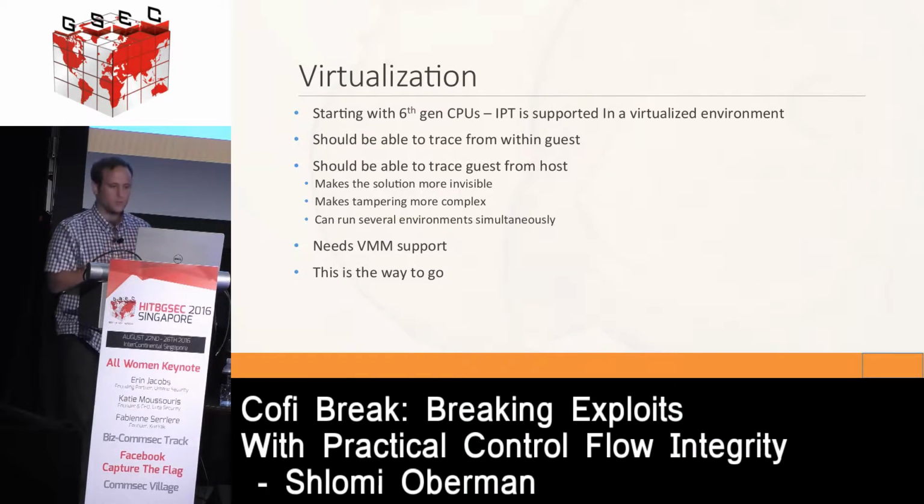Virtualization. Okay, that's good. So when I worked on this project, 5th gen CPUs did not support virtualized environments. 6th gen CPUs support virtualized environments. According to the spec, you should be able to perform a trace from the guest, from the host, or within the guest. It makes the solution more invisible, less intrusive, right? You can trace a virtualized environment from a VMM, from a host machine. And this is probably the way to go forward.